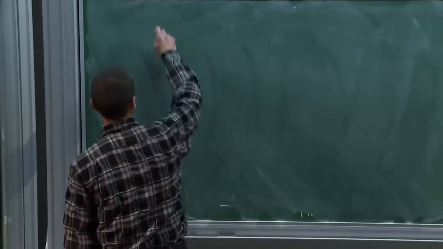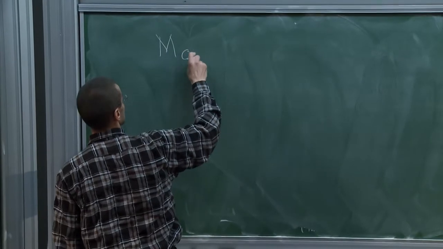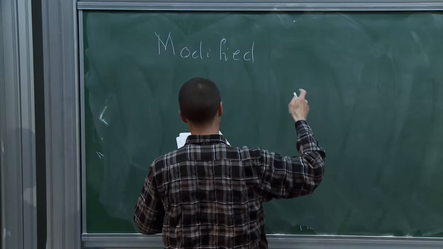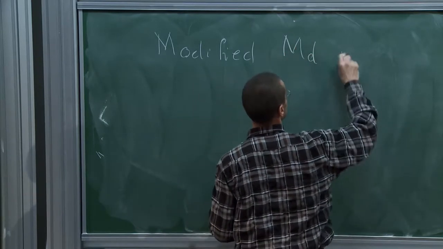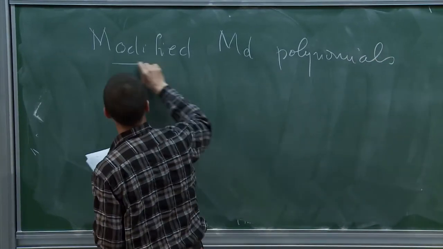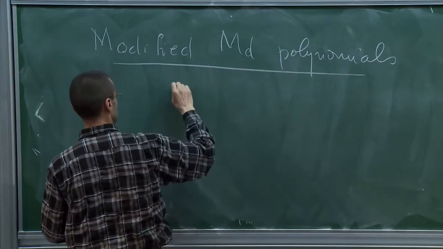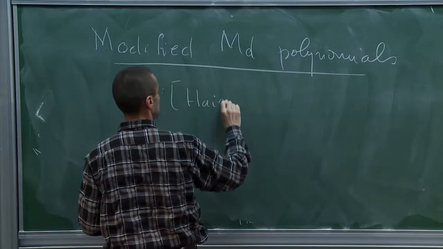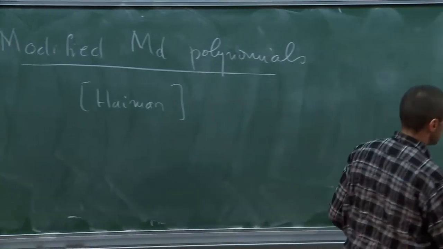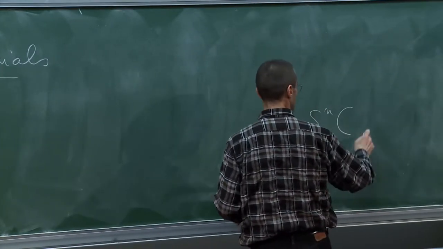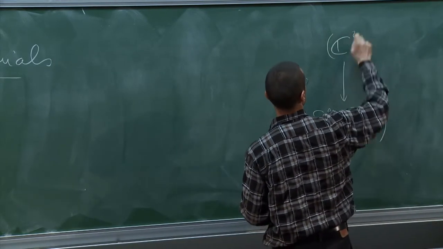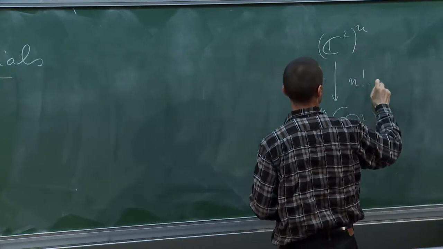Okay, so now let's discuss a little bit the modified MacDonald functions, because this is going to be important for what I have to say next. All right, so now this is, as I said, according to Haiman. So we're going to look at the following diagram. This is the symmetric product S^n of C^2. This is the Cartesian product, and this is an n factorial to one cover.